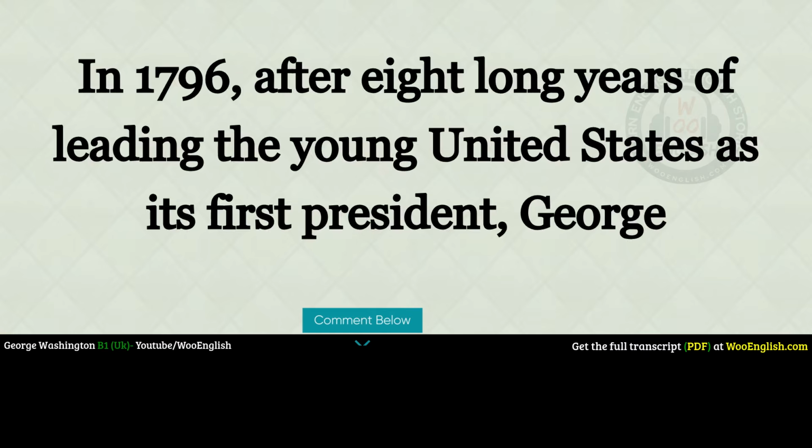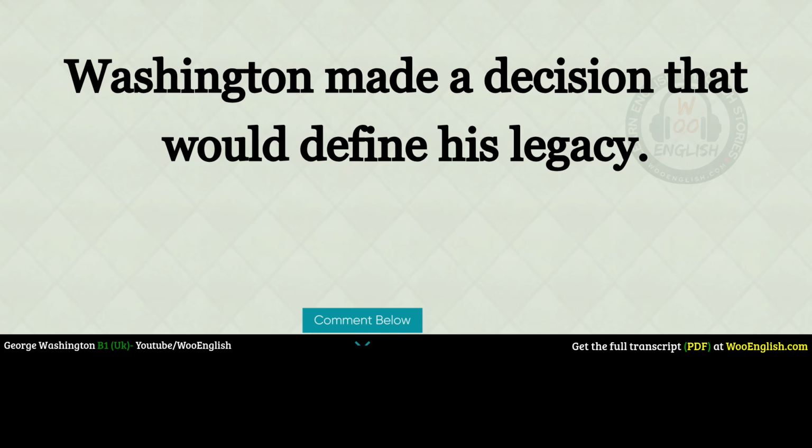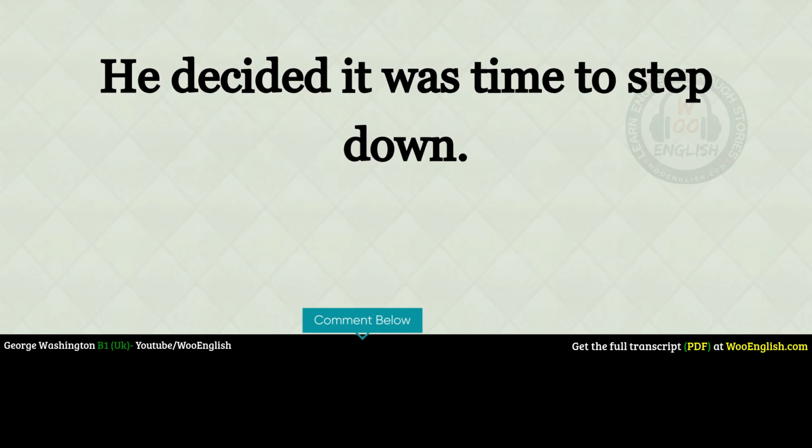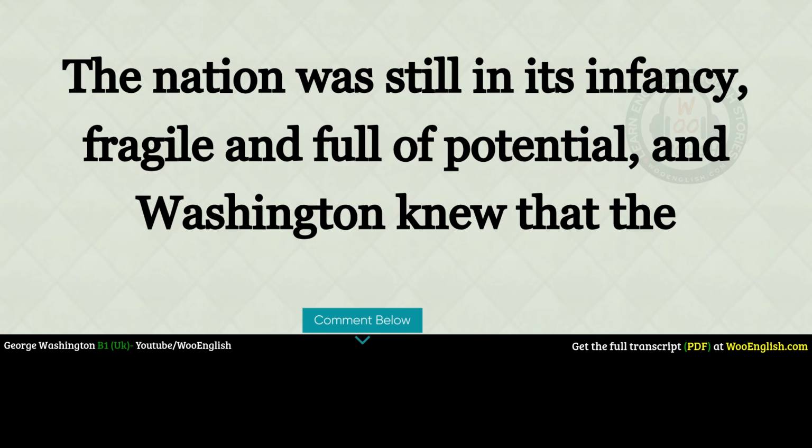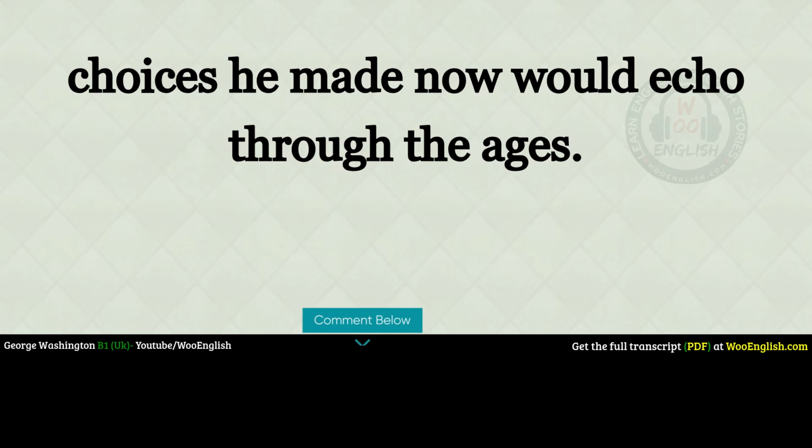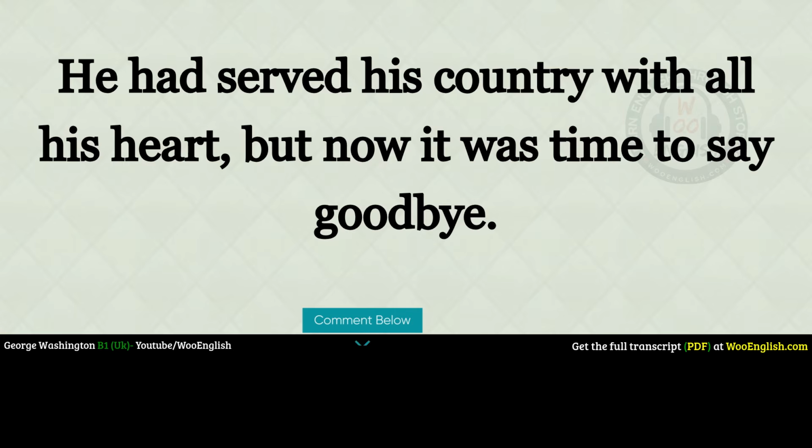Chapter 9. The Farewell Address. In 1796, after 8 long years of leading the young United States as its first president, George Washington made a decision that would define his legacy. He decided it was time to step down. The nation was still in its infancy, fragile and full of potential, and Washington knew that the choices he made now would echo through the ages. He had served his country with all his heart, but now it was time to say goodbye.